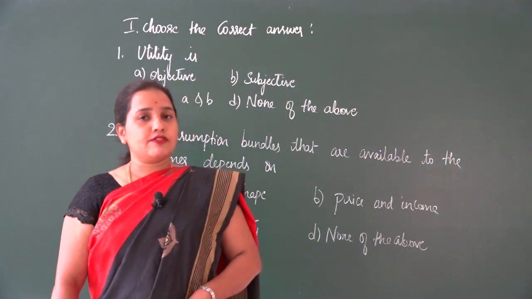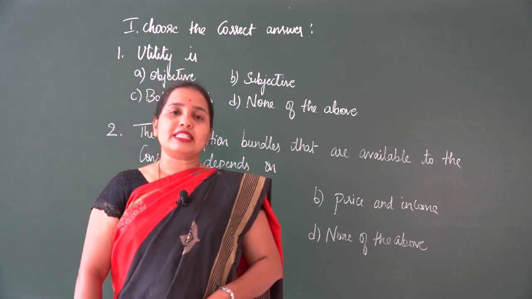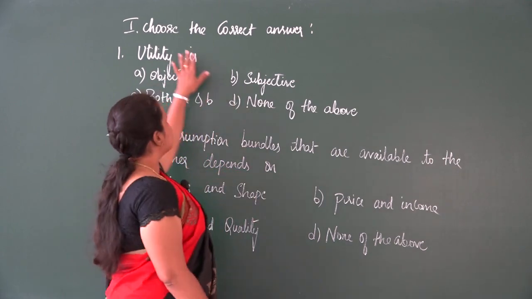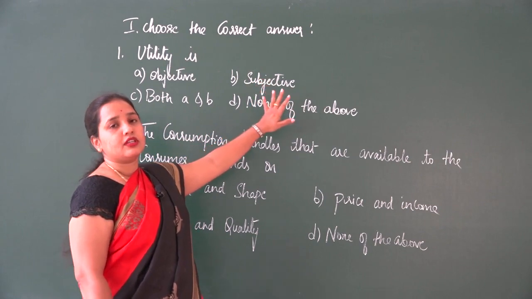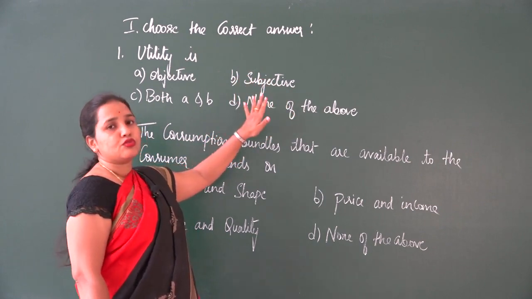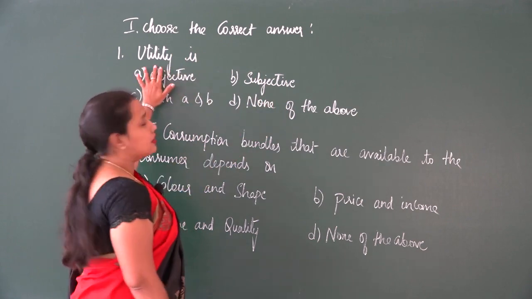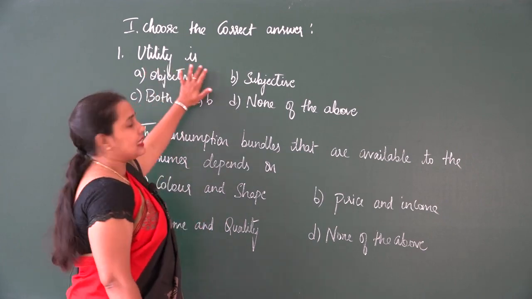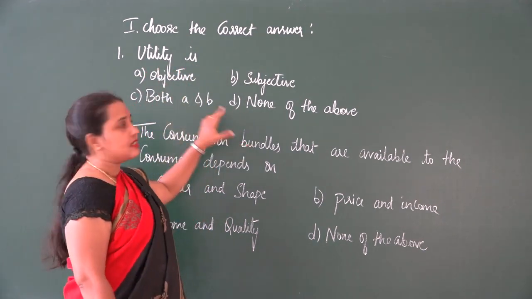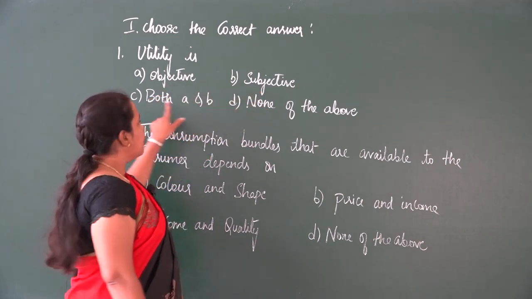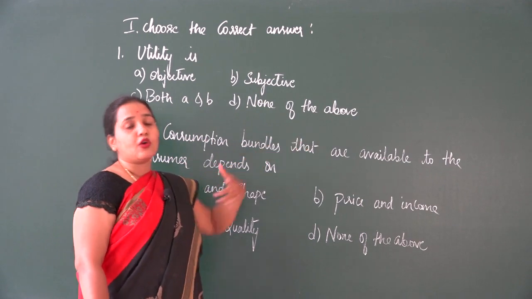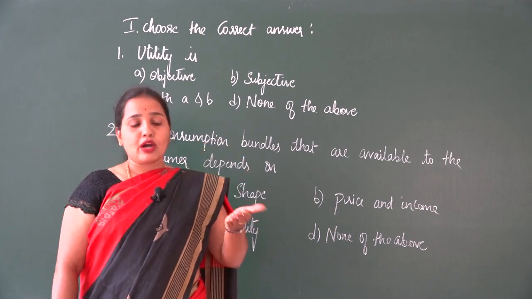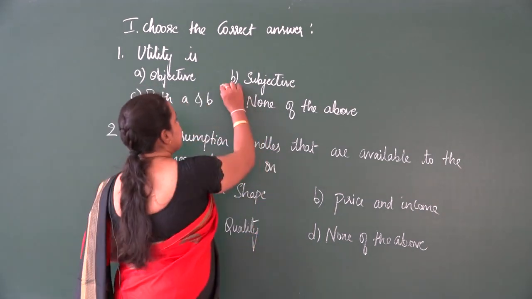From the topics that we have covered from unit 2, we have to consider 1 mark questions which you can expect in your question paper. The first is choose the correct answer. They will give you the options and you need to choose the appropriate one. Since we already have learnt utility analysis, you can easily answer this question. Utility is: objective, subjective, both A and B, none of the above. I already told you that utility is a subjective phenomenon, therefore you have to answer utility is subjective.